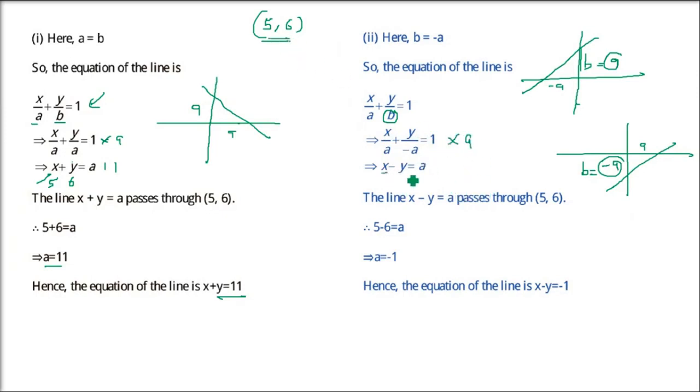Now it is passing through 5 and 6. In place of x you put 5, in place of y you put 6. A will come as minus 1. So the equation will be x minus y equals A, that is x minus y equals minus 1. This is going to come.